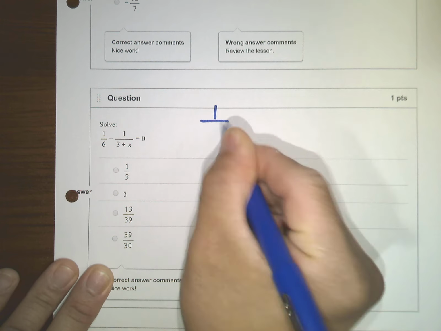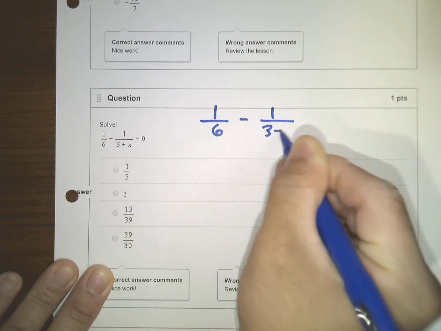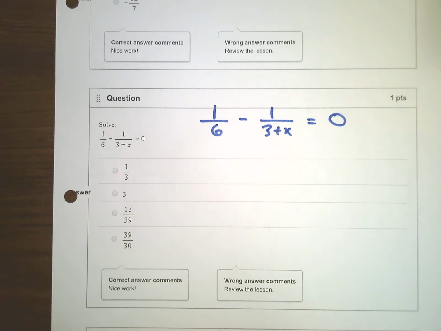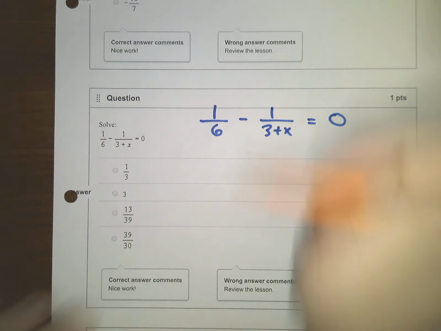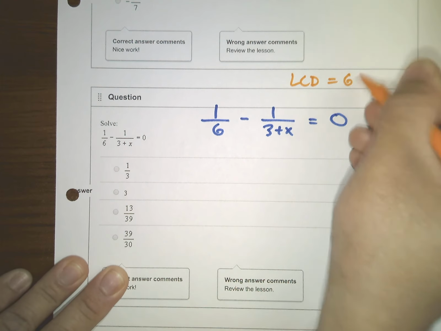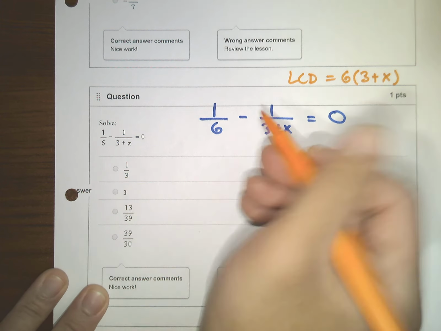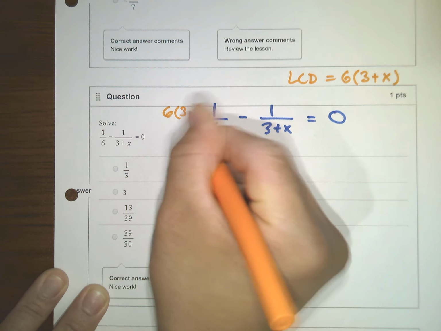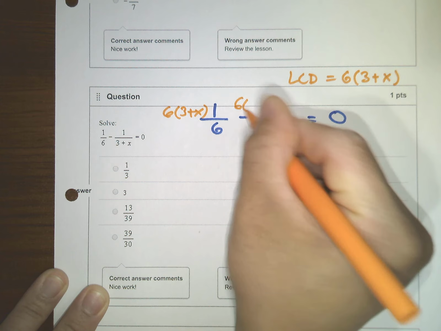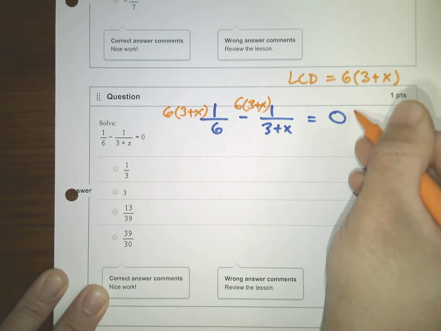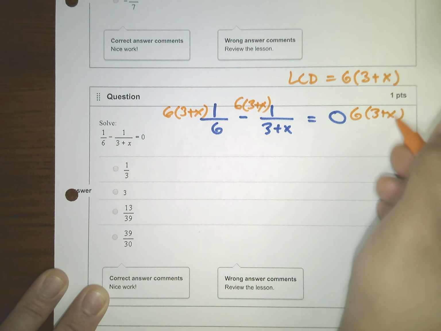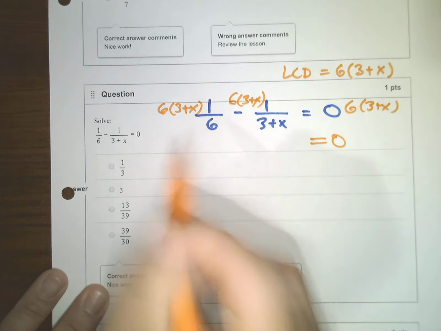So we have 1 over 6 minus 1 over 3 plus x equals 0. So we say that the LCD is going to be 6 times 3 plus x. So I'll multiply the first term by 6 times 3 plus x, the second one by 6 times 3 plus x, and the last one by 6 times 3 plus x. But that's still 0.